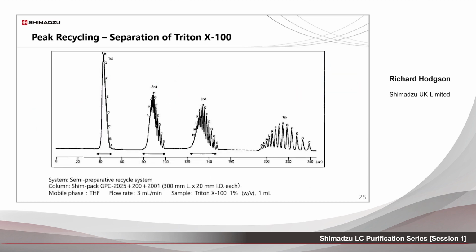Another example of peak recycling is this example of the separation of Triton X100, which is a non-ionic surfactant that contains a polyethylene oxide chain with an average chain length of 9.5 units. The chromatograms have been run on a series of GPC columns, so the separation is achieved by molecular size rather than interaction with the stationary phase. Going from left to right, you are seeing the first elution, followed by the second, third, and seventh elutions after recycling.